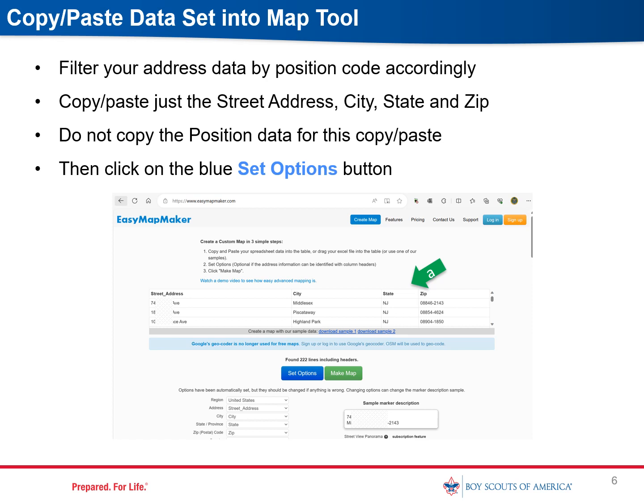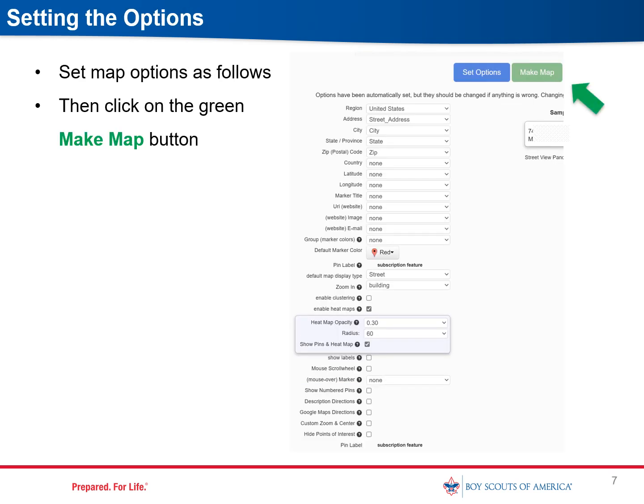Then there may be an initial step to map the street address, city, state, and zip fields to the EasyMapMaker tool. See the B arrow. If the auto-populate does not happen, you'll need to use the drop-down fields to match the data input field to the website field. Then click on the blue Set Options button. After some trial and error, I would recommend you start with these settings. Once your options are selected, click on the green Make Map button.